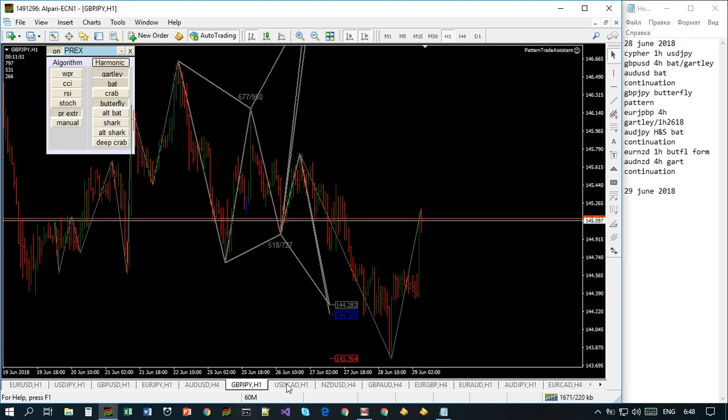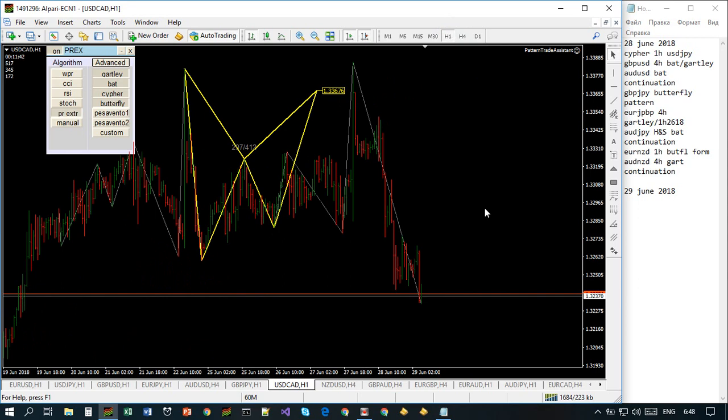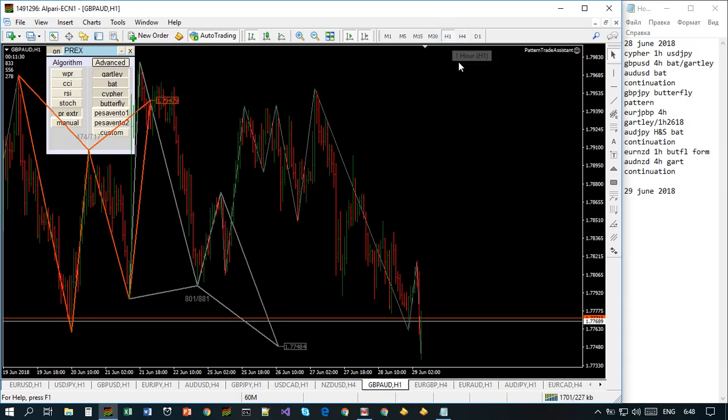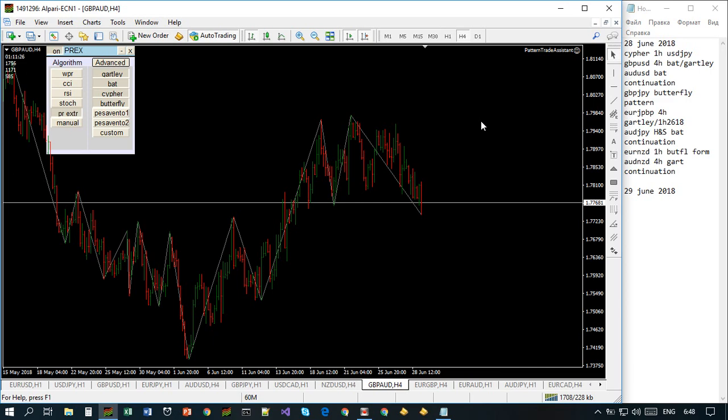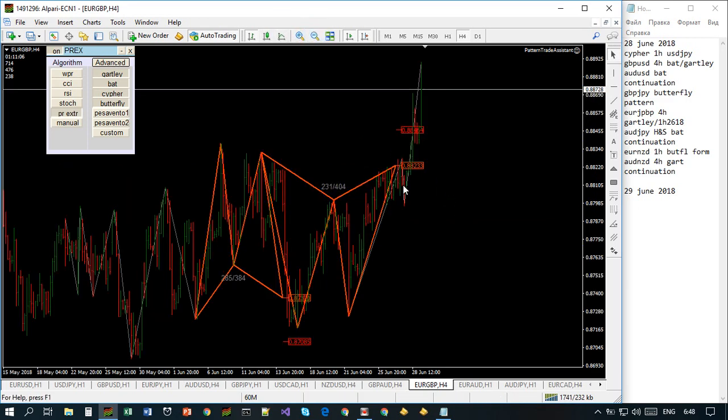Okay, let me delete some lines. Let's go dollar Canadian. 4 hour, nothing. 1 hour, nothing. Let's go New Zealand dollar. 1 hour, 4 hour, simply moving to the downside. Pound Aussie, 1 hour and 4 hour, nothing. Euro GBP, here's the pattern. Okay, and it was broken to the upside. I told you guys that I'm not going to sell this pattern, and I was right not to sell it. That was a very nice decision. Now this looks like an upside continuation, so wait for a retest and enter to the upside. Well, nothing else from a pattern trading perspective.